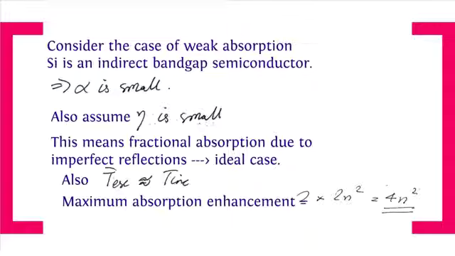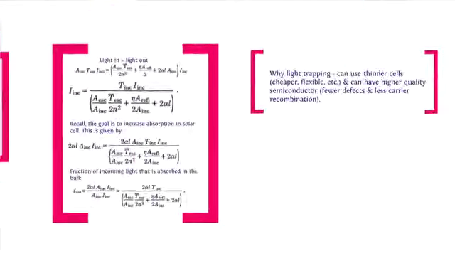So it's a weak absorption, so it is in there by gap semiconductors, alpha small. Let's assume eta small. This means fractional absorption due to imperfect reflections is very small, it's that case. Also, T bar escape is approximately 2 incident. So maximum absorption enhancement is 4n squared, L times alpha, but L times alpha is the standard, right? So actually, I should have removed L times alpha, sorry.